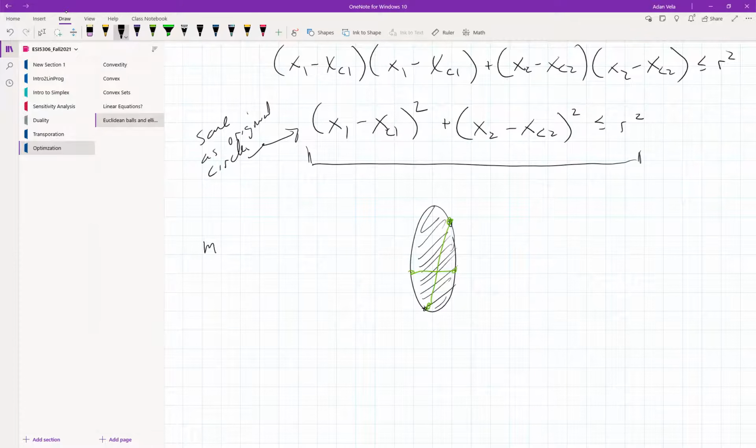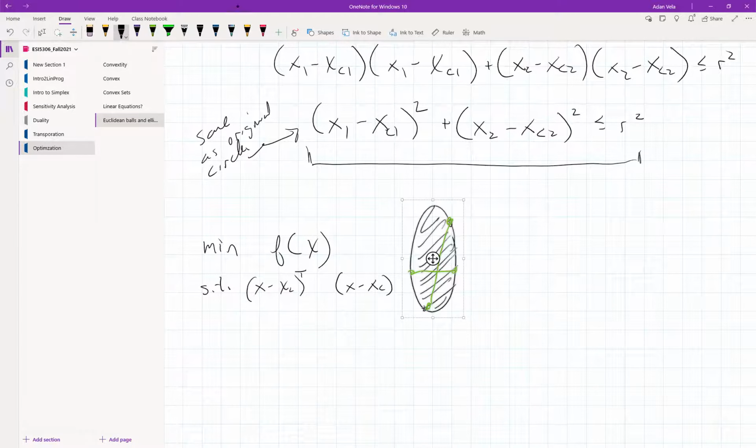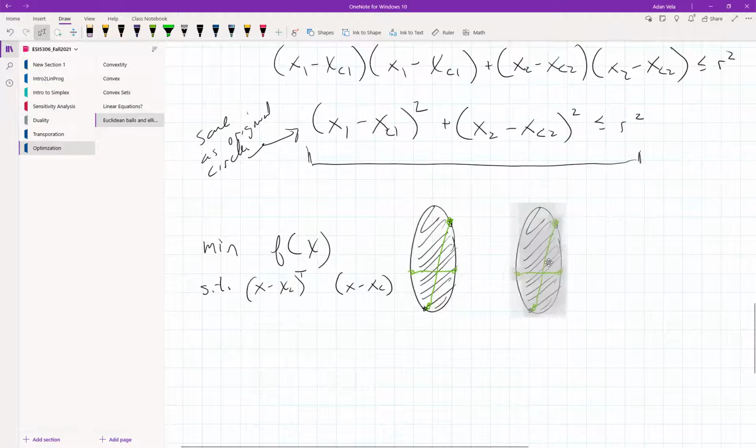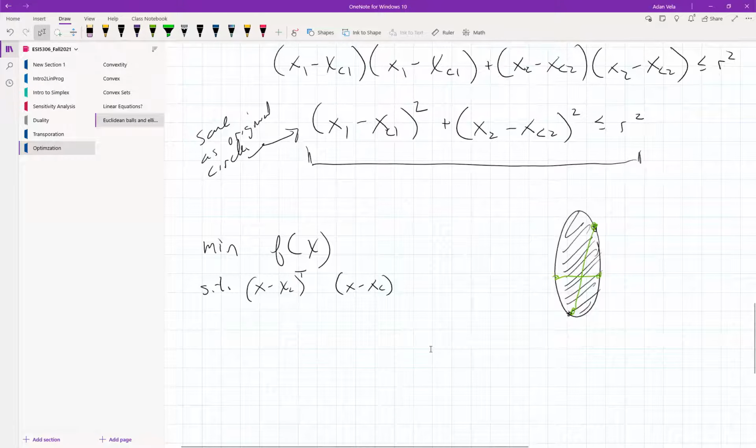There is a useful way of representing ellipsoids. Let's just say we had some minimization and we have some function f of x. The way that we often write an ellipsoid out is similar to a quadratic. But in between the two x minus xc terms, oftentimes you'll see this P inverse.